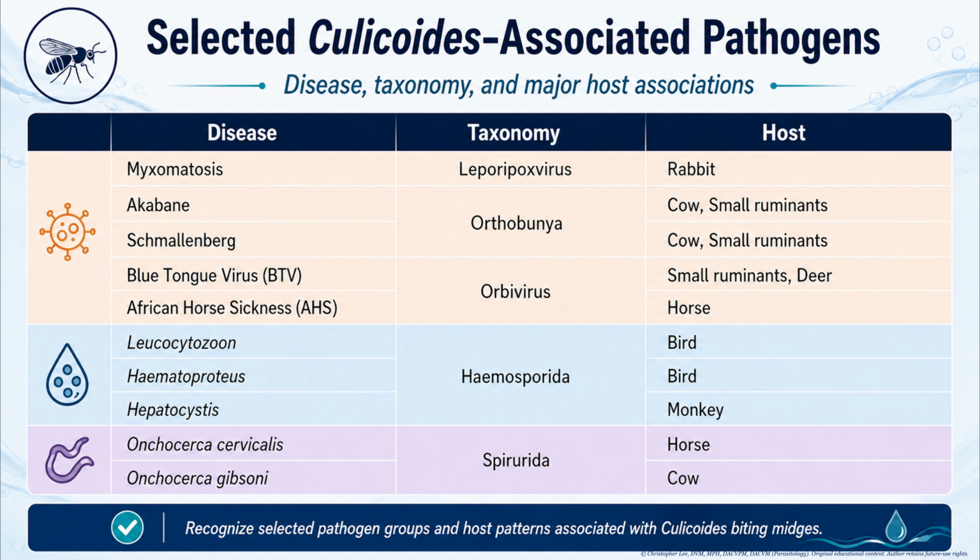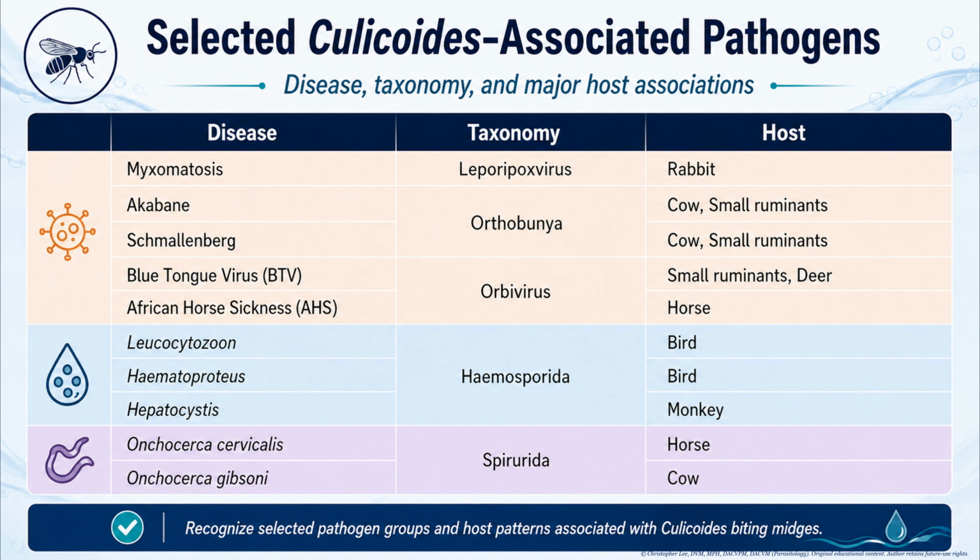This table shows selected pathogens associated with Culicoides. Culicoides biting midges are major vectors of important viruses, protozoa, and nematodes. Bluetongue virus is a key example for small ruminants and deer. African horse sickness is an example for horses. Akabane and Schmallenberg are important ruminant-associated viruses in appropriate geographic and epidemiological contexts. And myxomatosis kills rabbits. These tiny midges impart painful bites, have patterned wings, and feed at dawn or dusk.